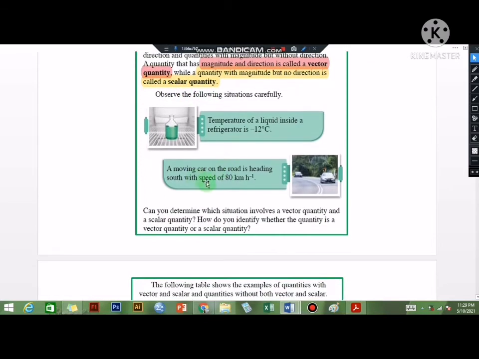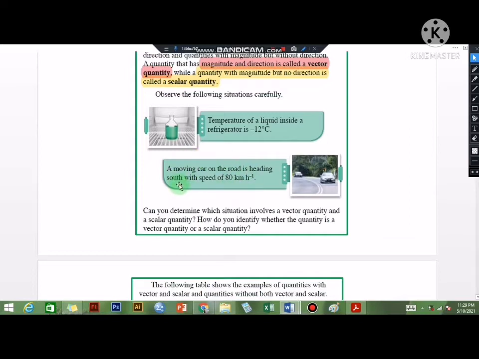Okay, let's look at the second example. A moving car on the road is heading south with a speed of 80 km per hour. Remember, look at this example. The magnitude is 80 km per hour. And the direction, does the car have a direction or not? Yes, because the car is heading south. South represents the direction. So this situation, we can consider as a vector quantity.